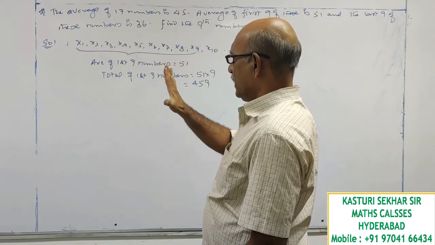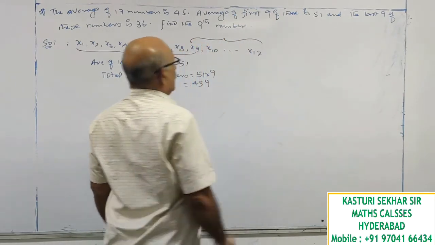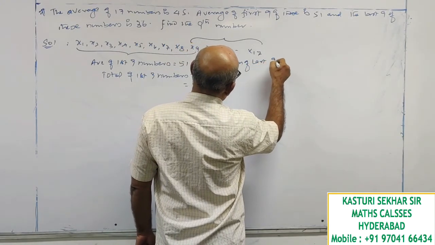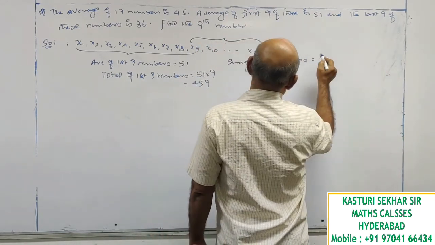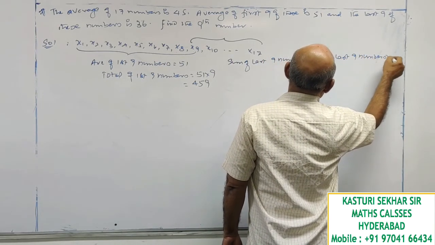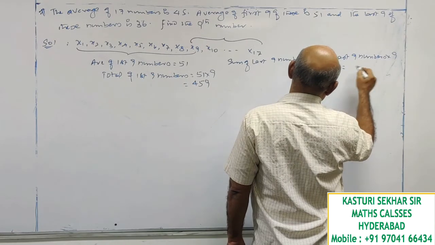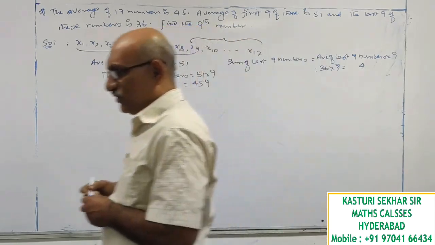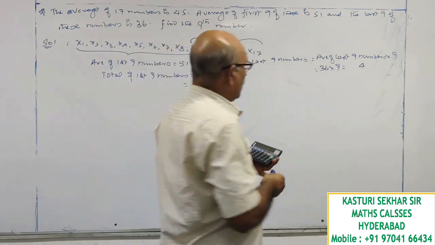Next, last nine numbers: 9, 10, 11, 12, 13, 14, 15, 16, 17. So sum of last nine numbers is equal to average of last nine numbers into 9. This is 36 into 9, 324.